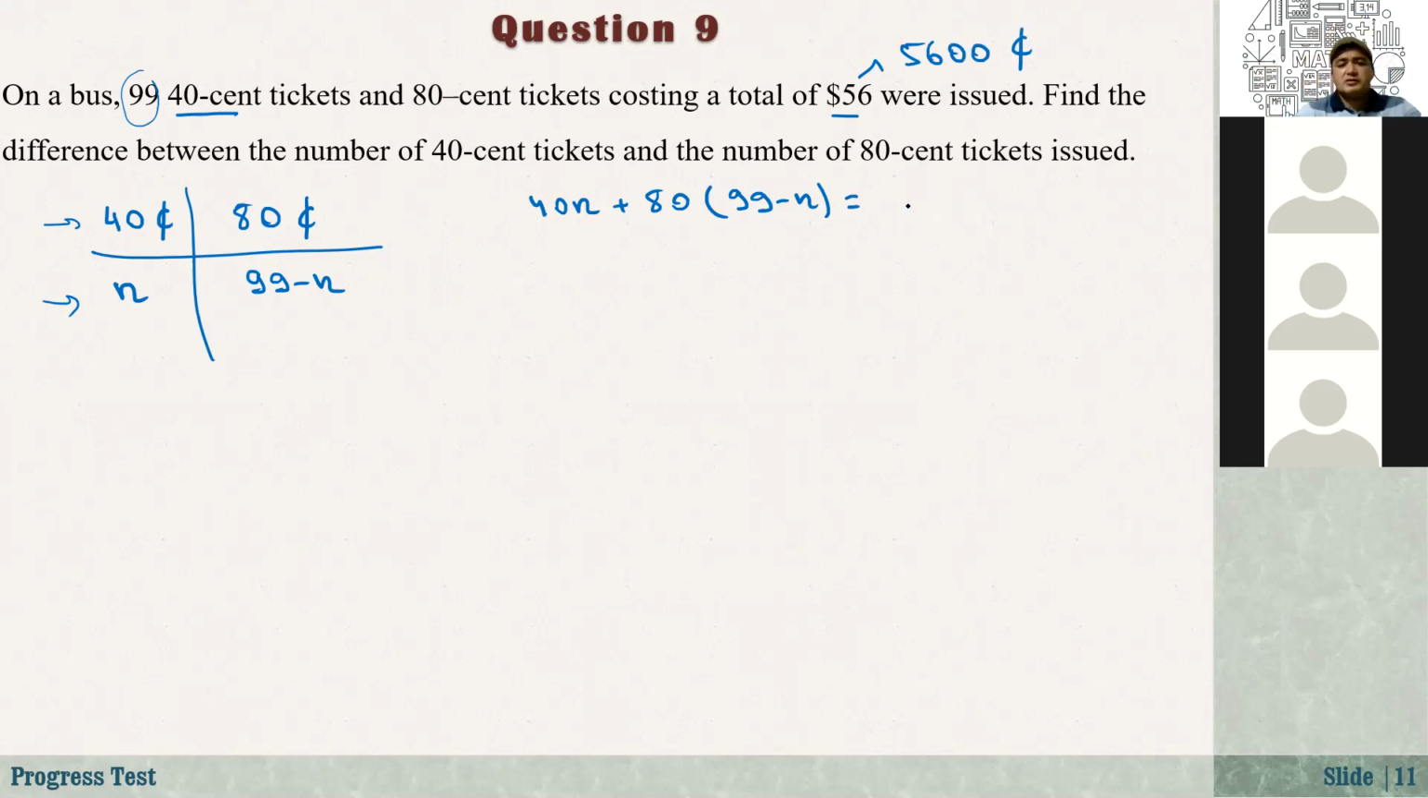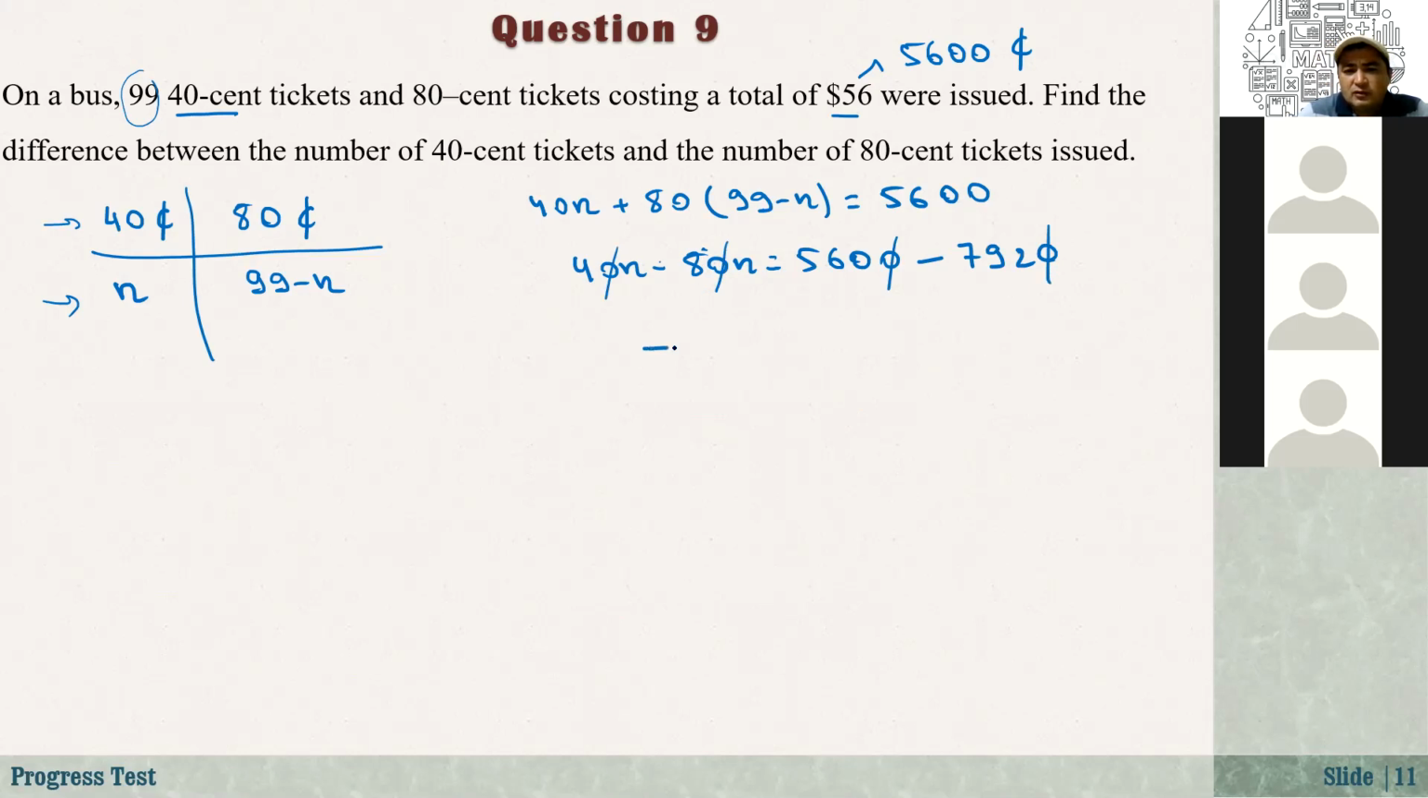Units must be the same, right? So here we have 5600. Let's solve this equation. From here, 40n minus 80n is equal to 5600 minus 80 times 99, taking this to the right hand side. Actually, 80 times 100 is 8,000, and 8,000 minus 80 is 7,920, right? I can divide everything by 10.